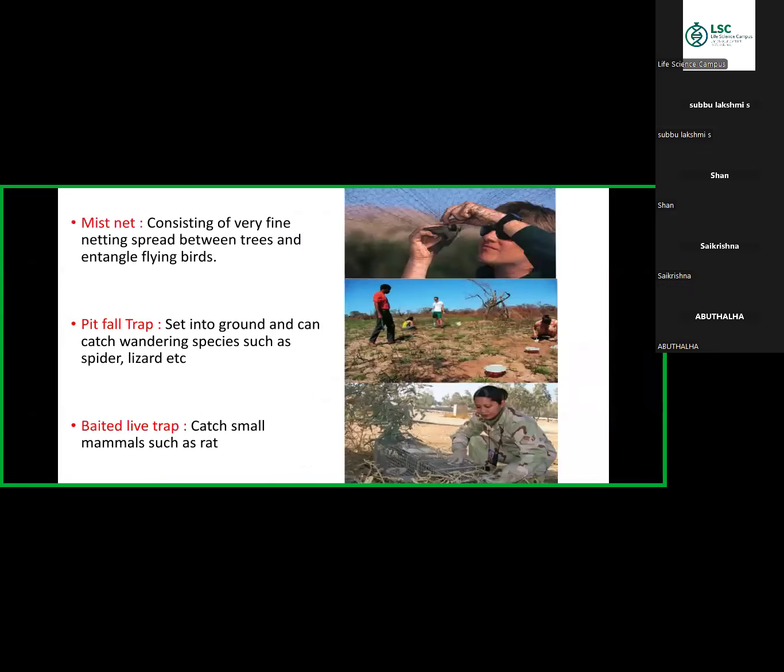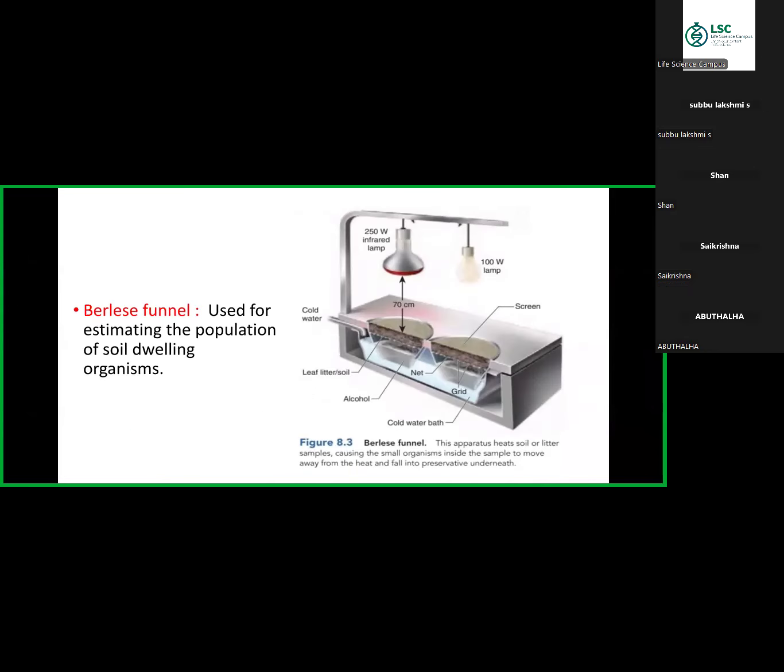Ma'am, is it only for preservation of soil, or is there any other use? It is for measuring the population density of soil-dwelling organisms, organisms present inside the soil. Okay, but we can heat to remove the organisms. We are just giving heat to this soil. The organisms don't die. Due to this heat, the soil-dwelling organisms will move away from this heat.